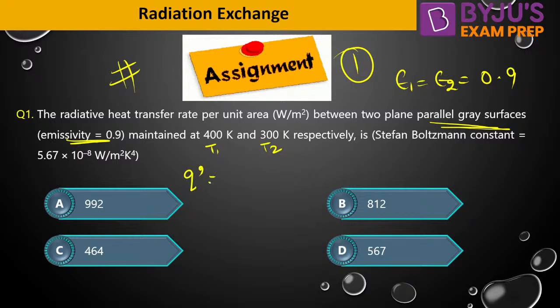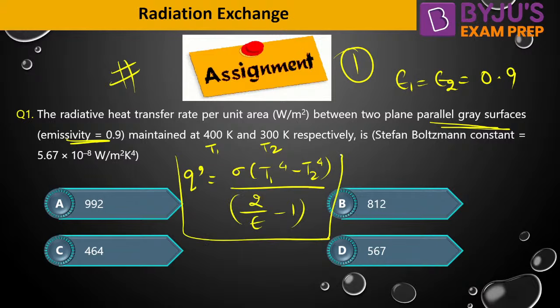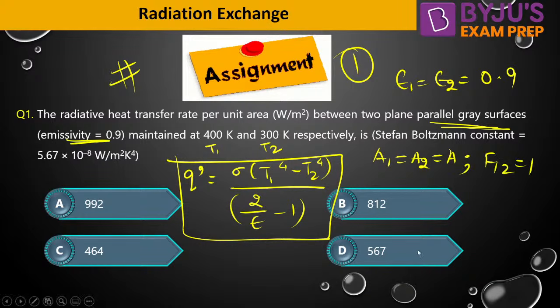We know Q dash is equal to sigma into T1 to the power 4 minus T2 to the power 4 upon twice of epsilon minus 1. Do you remember this formula for two very large parallel plates? A1 is equal to A2 is equal to A and F1 to 2 is equal to 1 because they are very large parallel surfaces. If you put all the parameters, the unit will be watt per meter square. If you put all the parameters in the equation which we have already developed in the last class, you will get option B as the right answer.